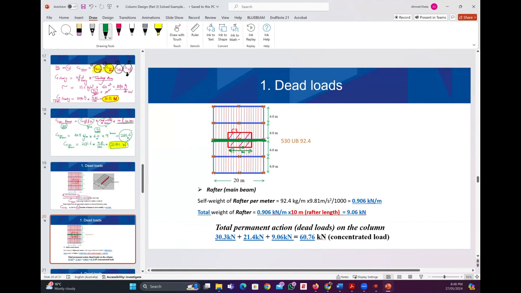Yeah. Because this column will carry only 10 meter of the rafter. What about these two parts? This part will go to this column, and this part will go to this column. So G self weight of rafter, or G rafter, will be how much? It will be 92.4 kilogram per meter, which is the self weight of the rafter.